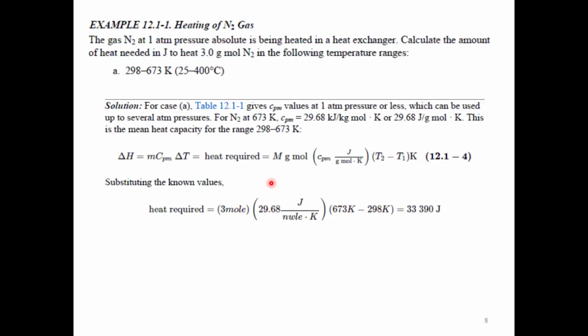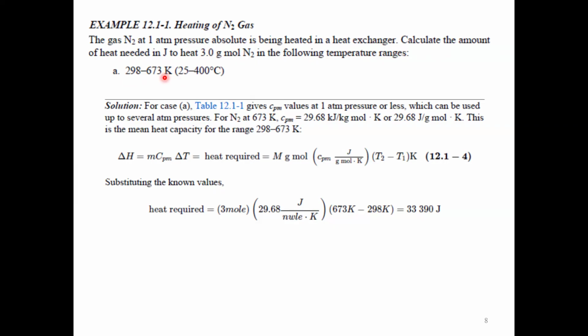Okay, so it should be clear from this problem statement shown over here. It's about heating nitrogen gas. Nitrogen gas at 1 atmospheric absolute pressure is being heated in a heat exchanger. Calculate the amount of heat needed in joules to heat 3 gram moles of nitrogen in the following temperature range, from 298 to 673 Kelvin. All right, the first thing is we should go back to the table and fish out the Cp for it.